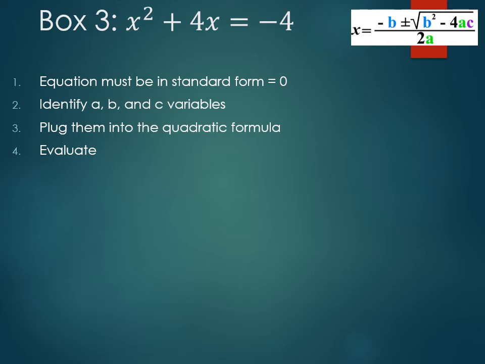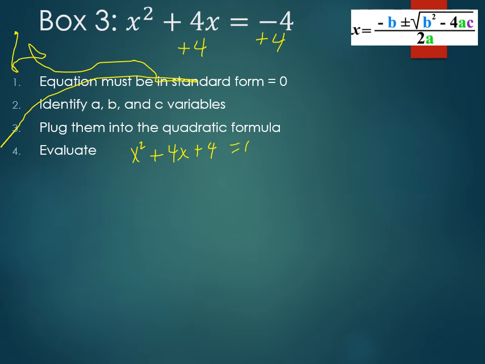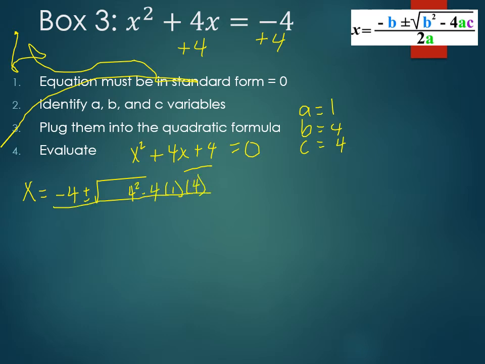Alright, so what's the first thing you should have done? X squared plus 4x plus 4 equals 0. So that means my A equals 1, my B equals 4, and my C equals 4. So I plug those in. X equals negative B plus or minus the square root of B squared minus 4AC, divided by 2A.